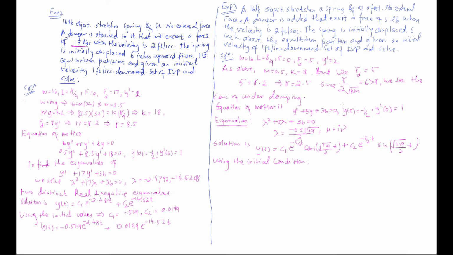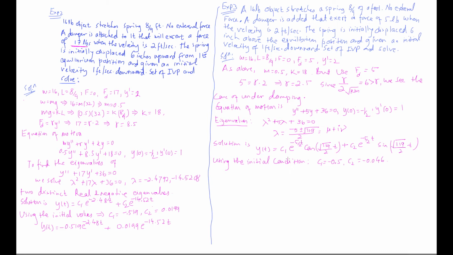You put y(0) equals -1/2 at t equals 0, and then also find the derivative, y prime of 0 is 1, and then solve for c1 and c2. You will get c1 equals -0.5, and then c2 equals -0.046. That's what you get. Okay, so this is basically the equation of the motion, right?